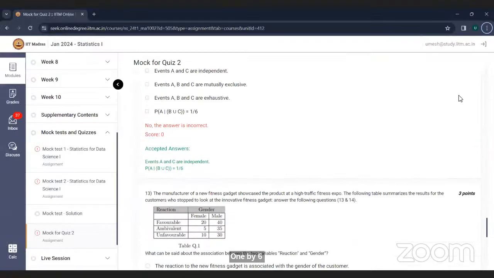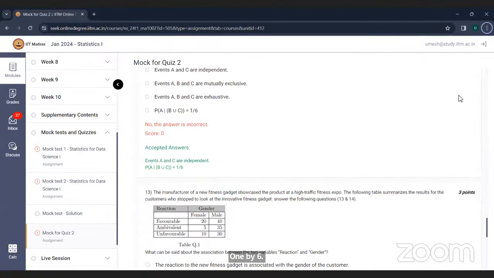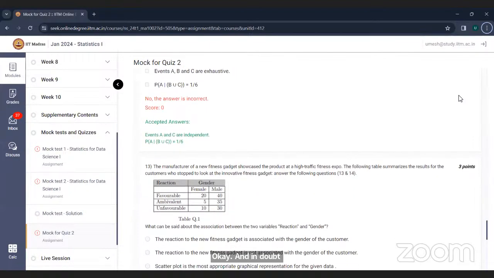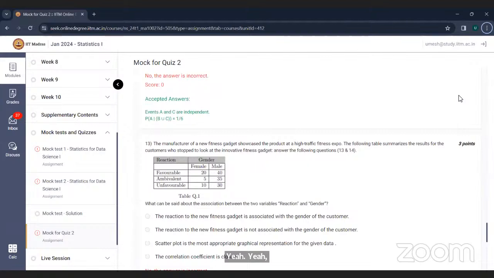Any doubt? No, sir. Okay. Now we have the following table. Answer the following question: what can be said about the association between the two variables, reaction and gender?